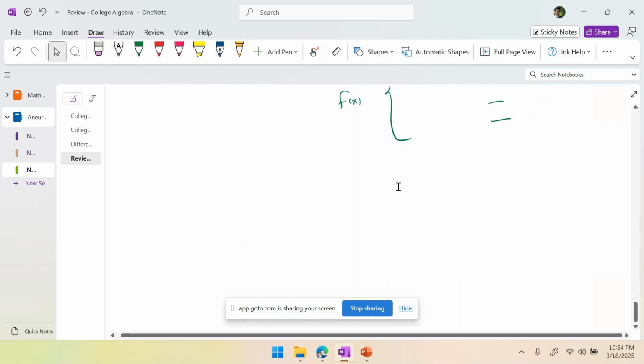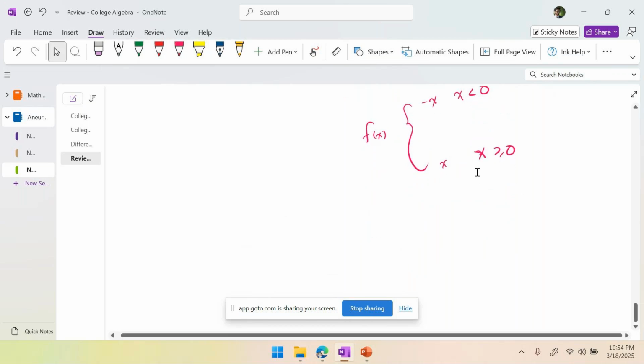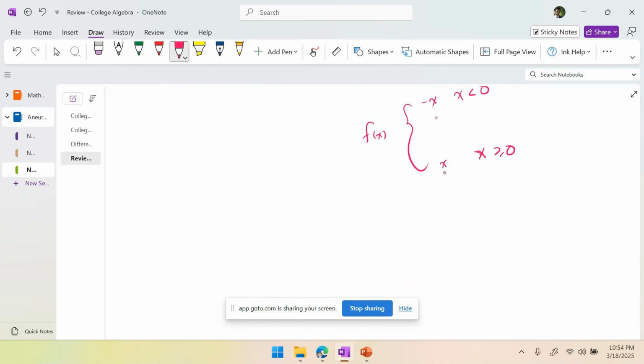Okay, so a very special piecewise function that we did was the absolute value function, which is defined like this. It's negative x, then this, it is positive x. So when it is positive, you have x, and when it is negative, you have negative x. So if you take the two individual graphs, f(x) equals negative x, you have a graph like this. Let me draw that in a different color.